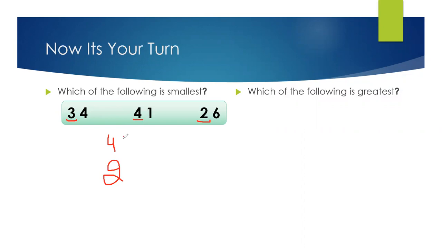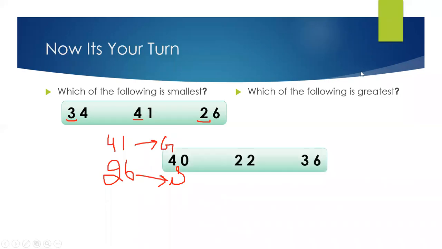So we can say that 41 is the greatest and 26 is the smallest. Here we have only compared the first place value digits, and as they were different, from those digits we have understood what is the comparison among the numbers.